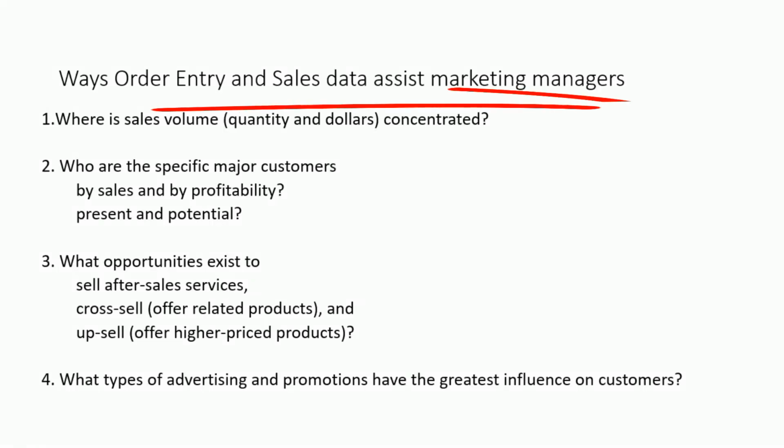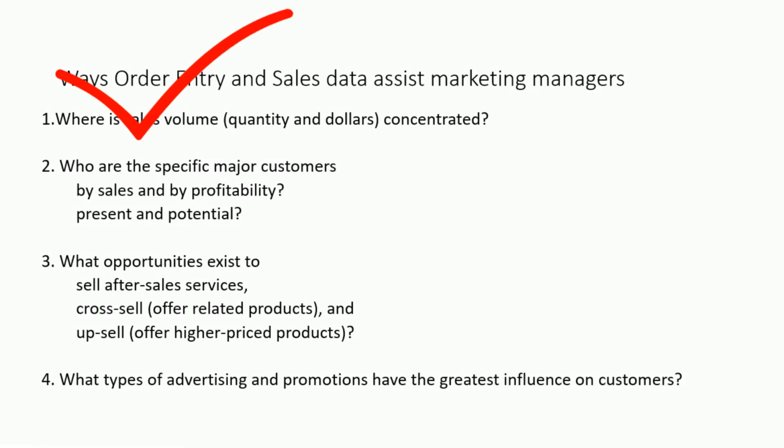Order entry and sales data assist marketing managers. There are 4 ways. For example, these are illustrations. First, where is the sales volume, in terms of quantity and dollars, concentrated, so that managers could decide how much time and effort they should exert into important areas.